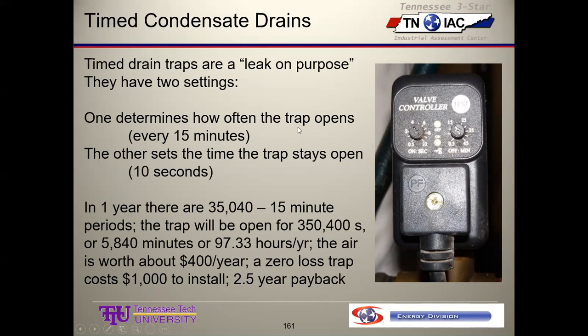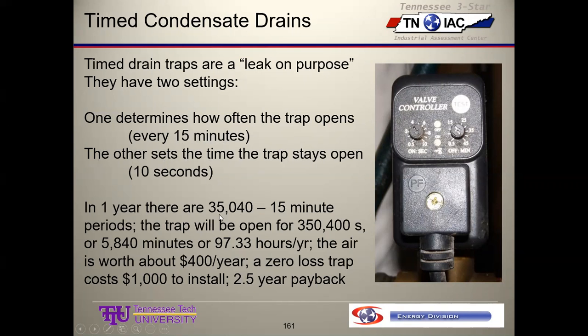Okay, so let's run some numbers on this. And then you have to figure out what's the trap size. Is this equivalent to a 1/4 inch leak, or a 3/8 or a half or whatever? And then we have a leak table we can go to that'll tell us when that thing's open, it's blowing roughly 75 CFM, whatever. And then you multiply it out and see how much air you're wasting for a year. Okay, so one determines how often the trap opens, every 15 minutes. The other sets the time the trap stays open.